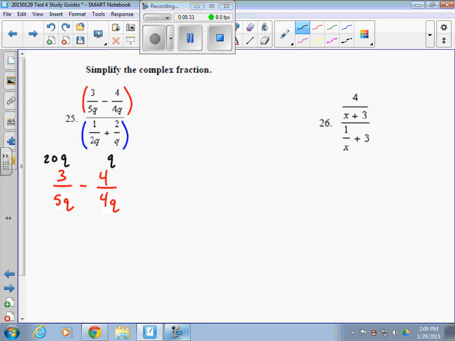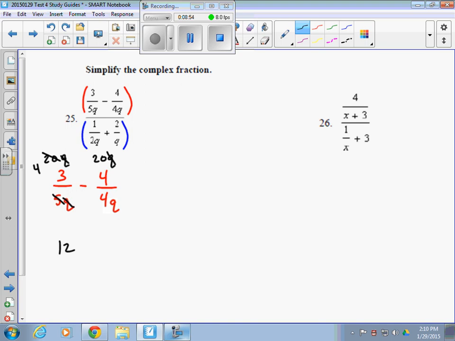So 20q and 20q. Now what you're trying to do is eliminate those denominators. The q will eliminate the q, and 5 goes into itself 1 time, and it goes into 20 4 times. So you have 4 times 3 for that one, which is 12.